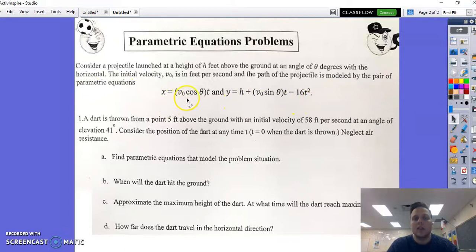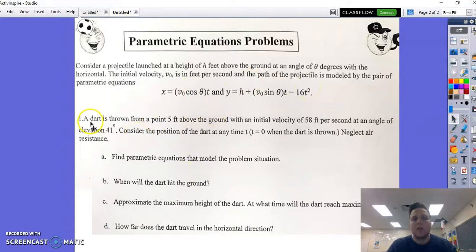So we give you the horizontal distance in a parametric equation, and we give you the vertical distance in a parametric equation. The horizontal distance is x equals v naught, the initial velocity, times cosine of theta, the angle it makes with the horizontal, times t, your parameter. In this case, it represents time. And y is equal to h, your original height, plus v naught times sine theta times t, minus 16t squared. All right? So we're going to use these equations all throughout these word problems.